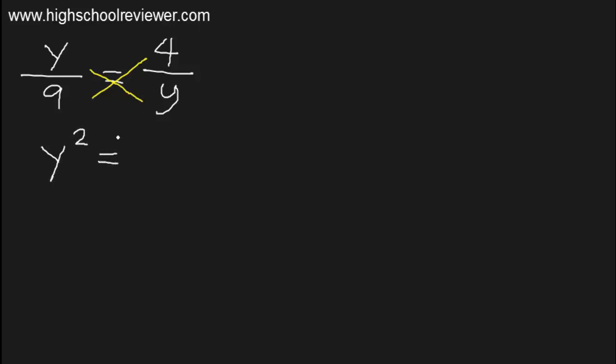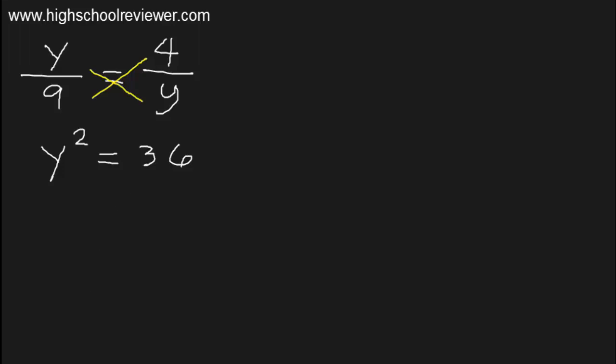Solving quadratic equations by extracting square roots. Our next problem, we have y all over 9 equal to 4 all over y. To find the value of y, we first need to cross multiply the given. So y multiplied by y gives us y squared, equals 9 multiplied by 4, that is positive 36.